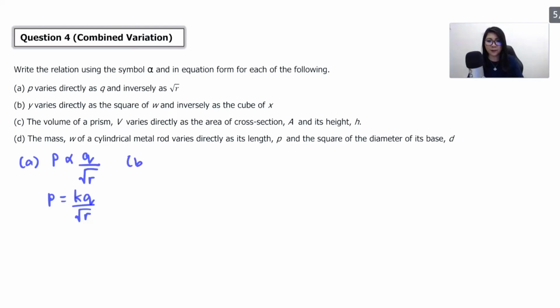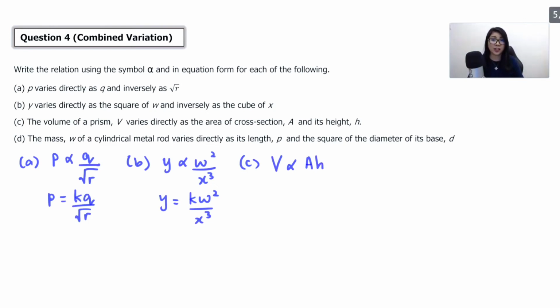Now let's solve for B. Okay, y varies directly as the square of W, and inversely as the cube of X. So after that, we're going to change it into equation form, which is y equals k W squared over X cubed. So that's the answer for B. Now let's solve for C. The volume of a prism, V, varies directly as the area of the cross-section A and its height, H. So after that, we change it into equation form, which is V equals k A H. So that's the answer for C.